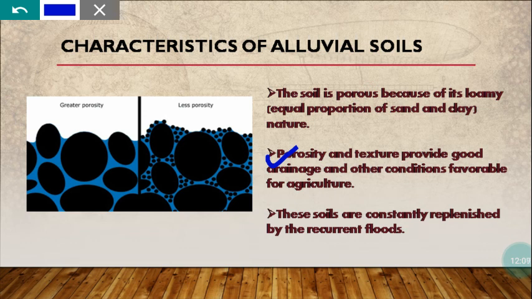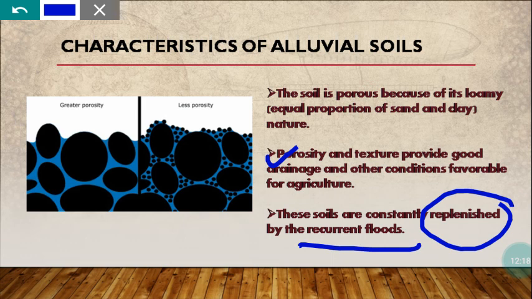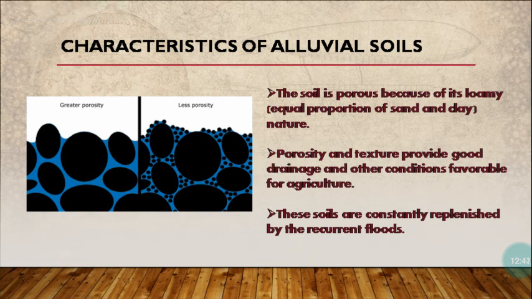These soils are constantly replenished by the recurrent flood. Replenished means year after year, whenever there is a flood in the river, the soil gets a new layer. That's why year after year the soil becomes rejuvenated. Every year there is flood beside the river bank and the soil gets more life, more energy for the growth of the plants, and it also helps the animals and human beings. Clear, the different characteristics of alluvial soil?